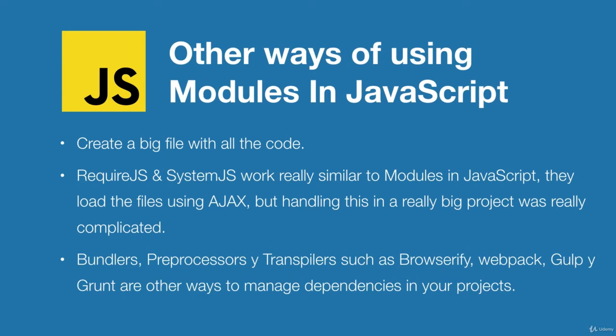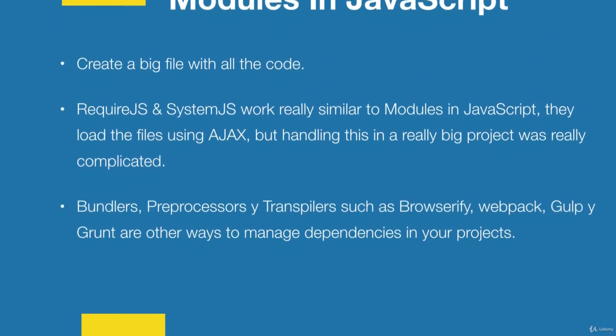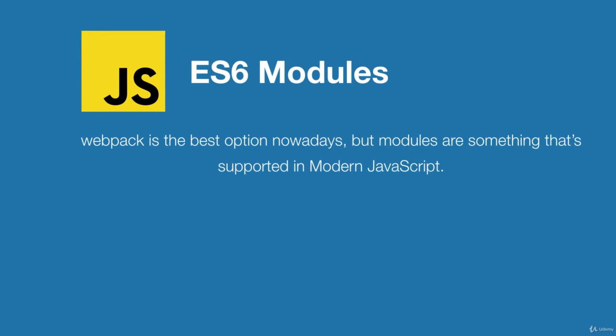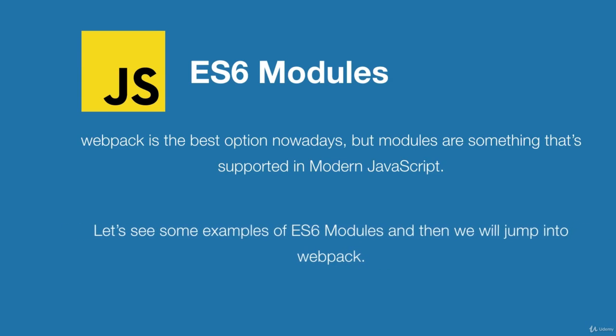And other tools are bundlers, preprocessors, and transpilers such as Browserify, Webpack, Gulp, and Grunt. These are other ways of managing the dependencies in your project. So let's review the native modules in ECMAScript 6. Webpack is by far the best option, but modules are something that is supported in modern JavaScript. So let's start working in the next video, and we're going to create some examples of ECMAScript modules, and then we're going to jump into Webpack.